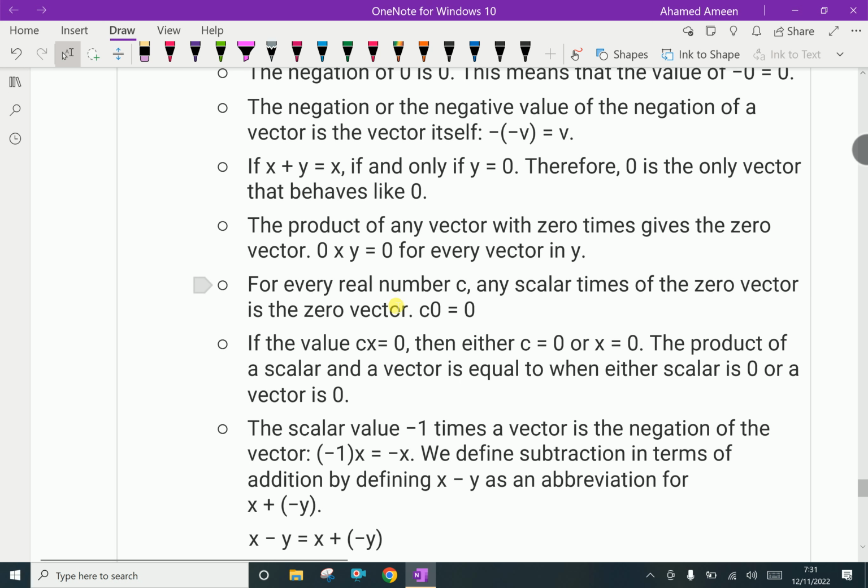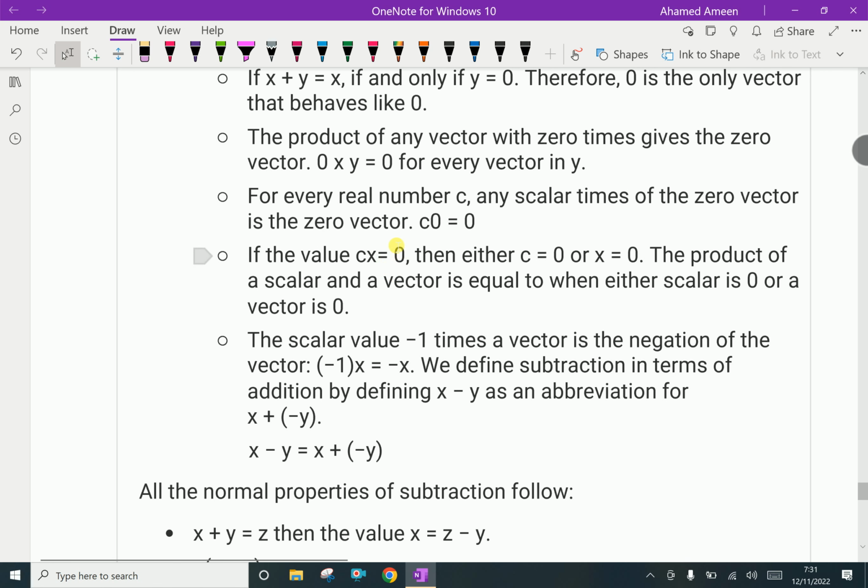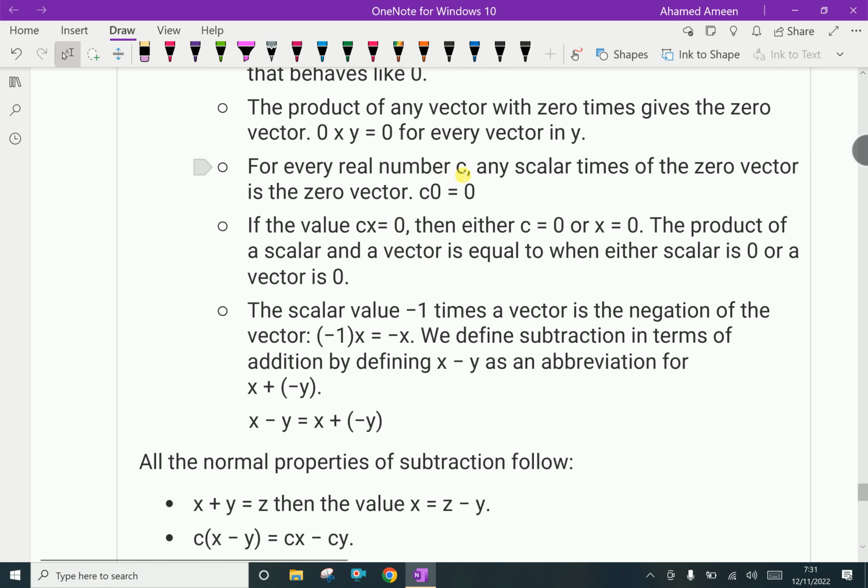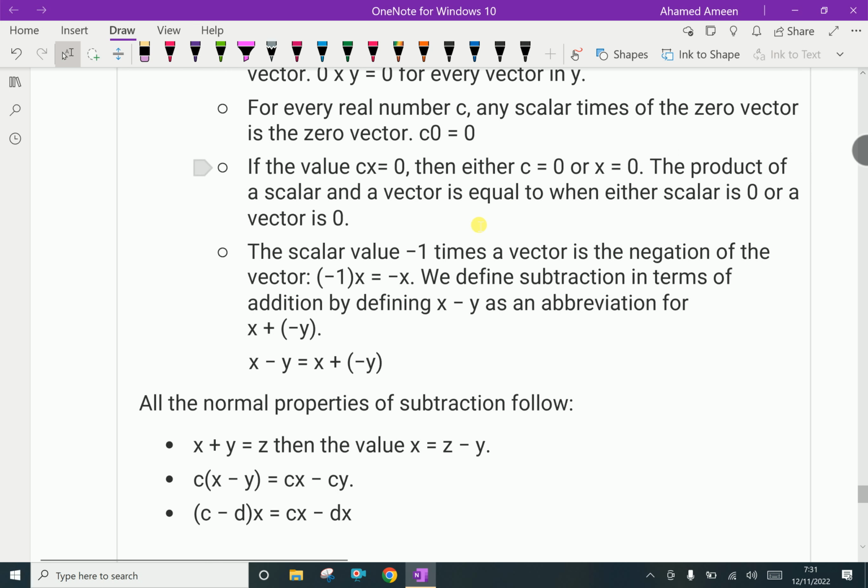Then the product of 0 with y is 0 itself. That means 0 multiplied with any vector gives 0. For any real number c, any scalar times the 0 vector is also 0. That is c into 0 is 0. If the value of cx equals 0, that means we can say c is 0 or x equals 0. Both can be 0 or any one can be 0. It satisfies cx equals 0.